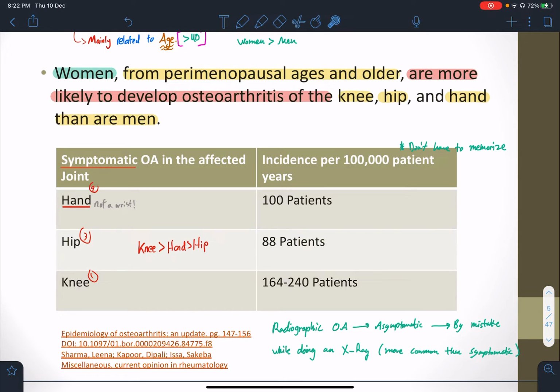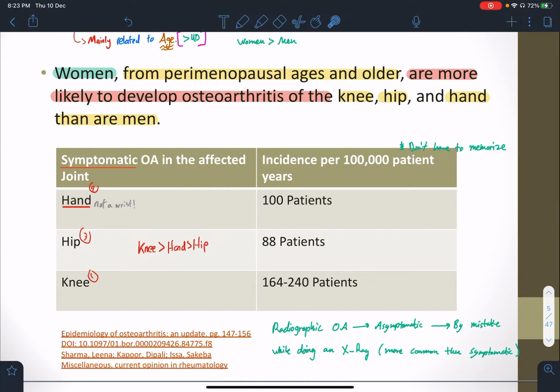Here is a table from studies. You don't have to memorize these numbers. You just have to interpret the main idea of these tables and these different studies. When we say symptomatic osteoarthritis in the affected joints, it means the patient has pain and has radiographic findings. They conducted this in 100,000 patients, and they noticed 164 to 240 patients having osteoarthritis in their knee.